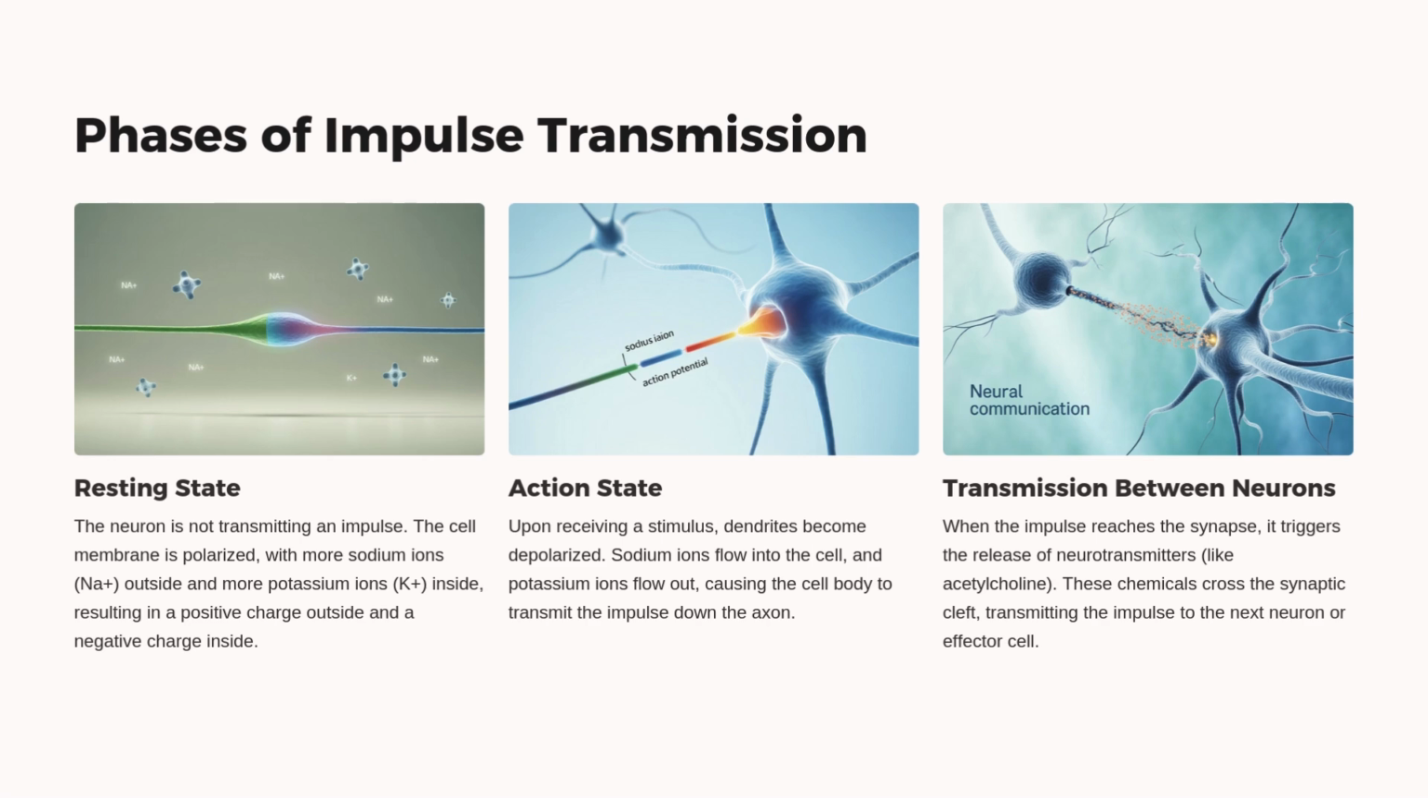Action state. Upon receiving a stimulus, dendrites become depolarized. Sodium ions flow into the cell, and potassium ions flow out, causing the cell body to transmit the impulse down the axon. Transmission between neurons. When the impulse reaches the synapse, it triggers the release of neurotransmitters, like acetylcholine. These chemicals cross the synaptic cleft, transmitting the impulse to the next neuron or effector cell.